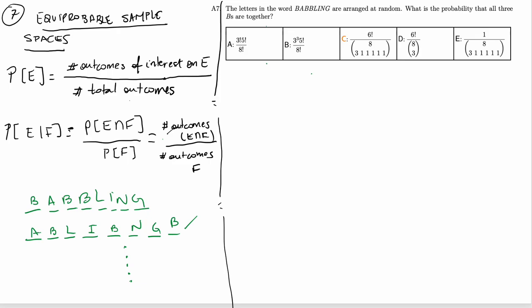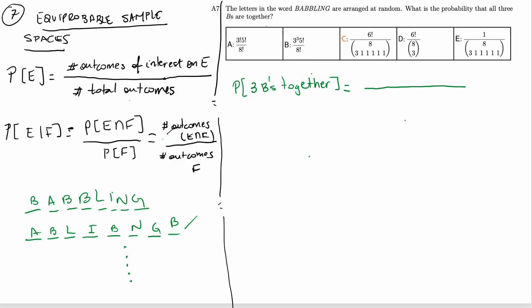All right, so what's the probability? The probability that you're asked is, what's the probability that when you hit shuffle, you have 3 B's together? So 3 B's together in your arrangement. Well, the only way we know how to calculate the probability in an equiprobable sample space is doing a ratio, right? So I have to calculate this ratio.